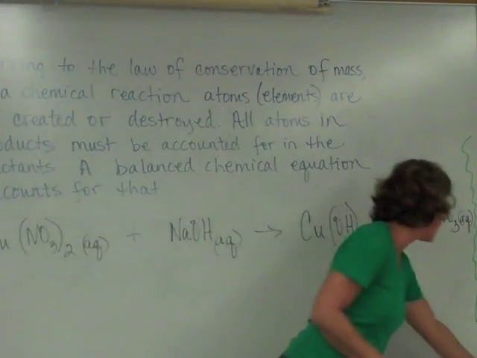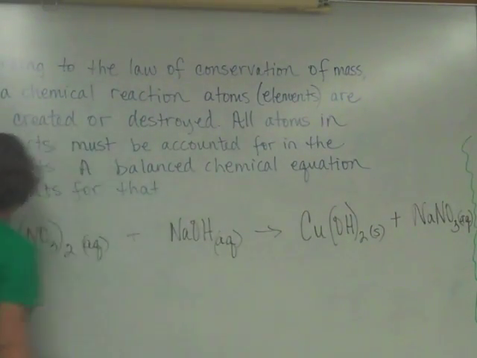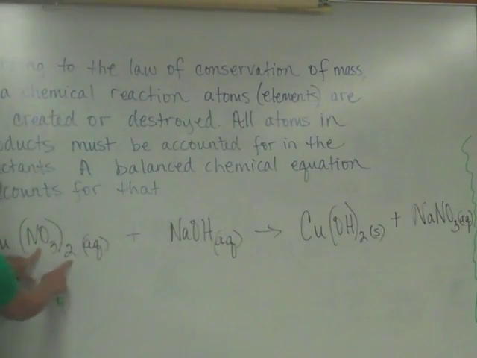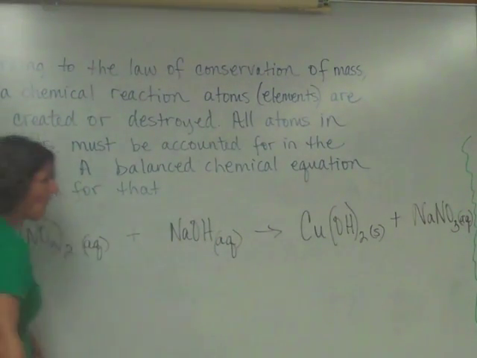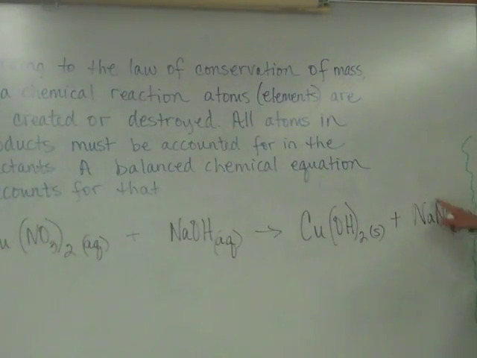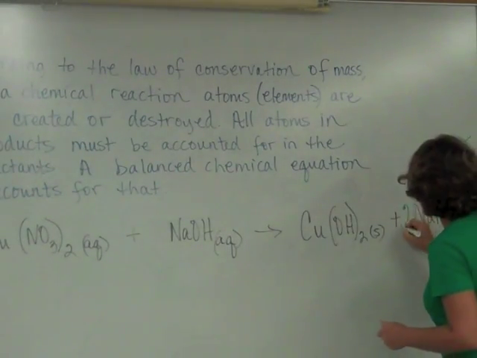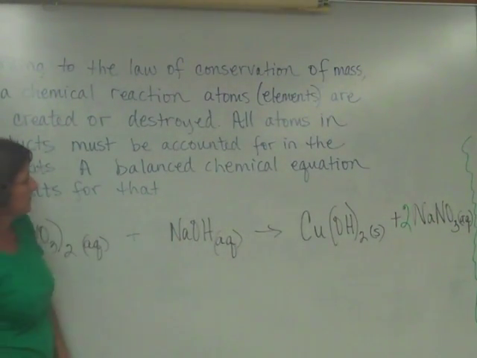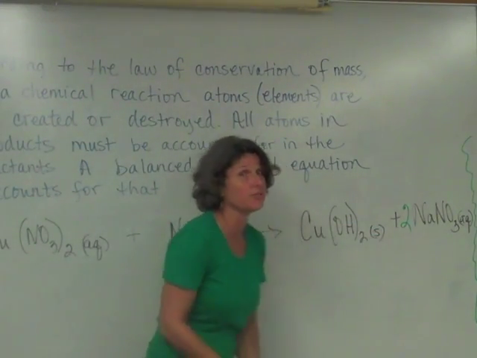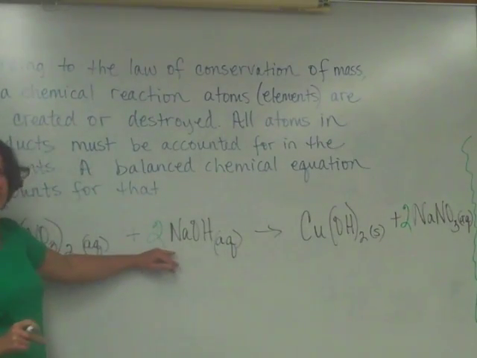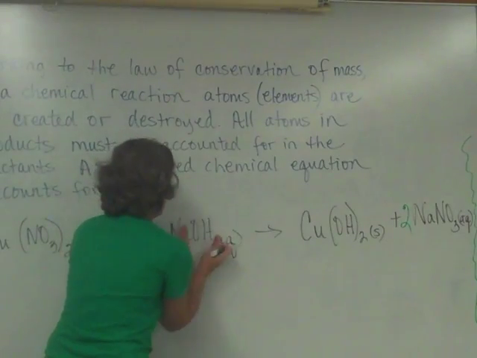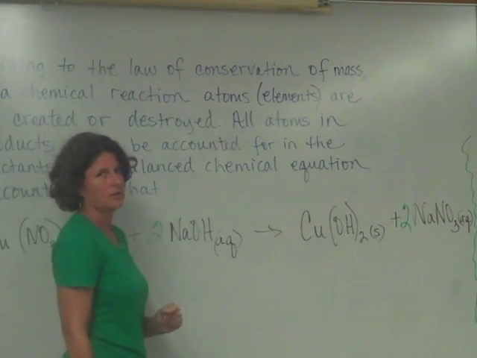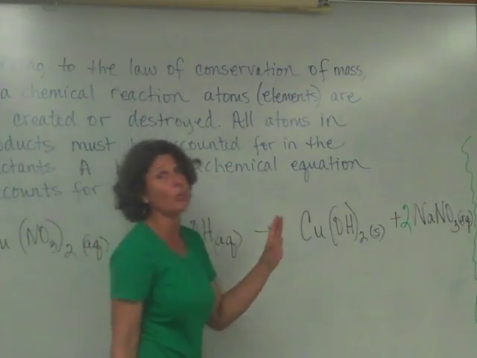Okay, and so how do I do it, you guys? I start from the left and I just go straight through. So, I've got one copper and I've got one copper. Good. I have 2 nitrates, and I only have 1 nitrate over here, so I'm going to put a 2 in front. I have 1 sodium, and now I have 2 sodiums. So I've got to put a 2 here. Okay, I've got 2 whole hydroxides, and I've got 2 whole hydroxides. Okay, so now, I think I'm done, but I need to go back and look.